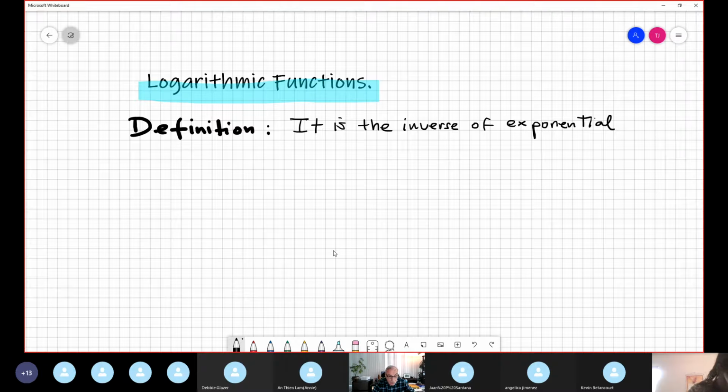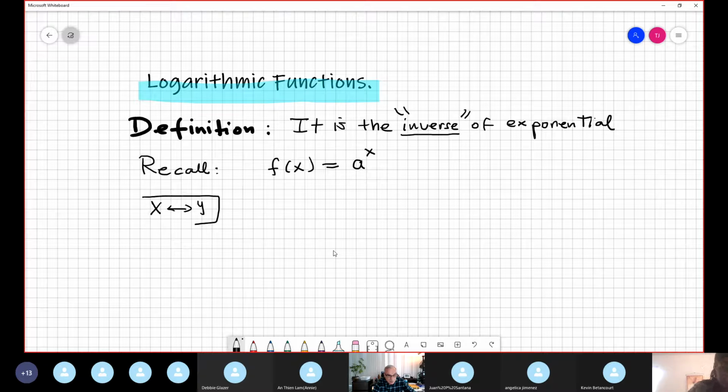Well, let me recall one more time, recall exponential. Exponential is f of x equal a to the x power. And you remember that a is the base, no? And the variable that is changing, x, is the exponent. Okay. However, what is the inverse of this? Remember, when you saw the inverse, we are doing the interchange of x and y. This is the key idea for the inverse function.